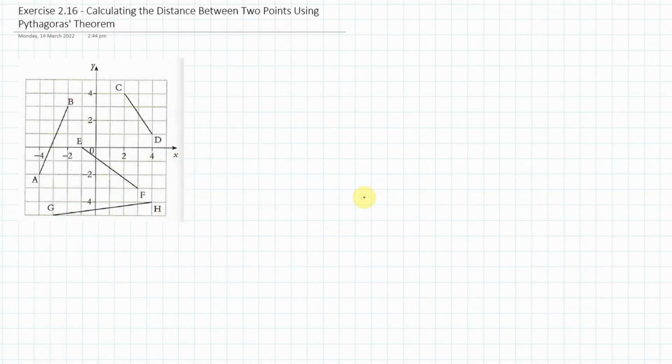Welcome IGCSE Year 10 students. Today we're looking at using Pythagoras Theorem to find the distance between 2 points.